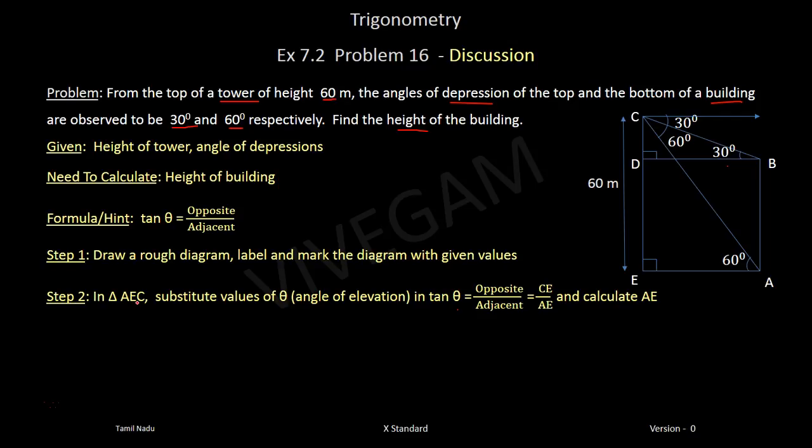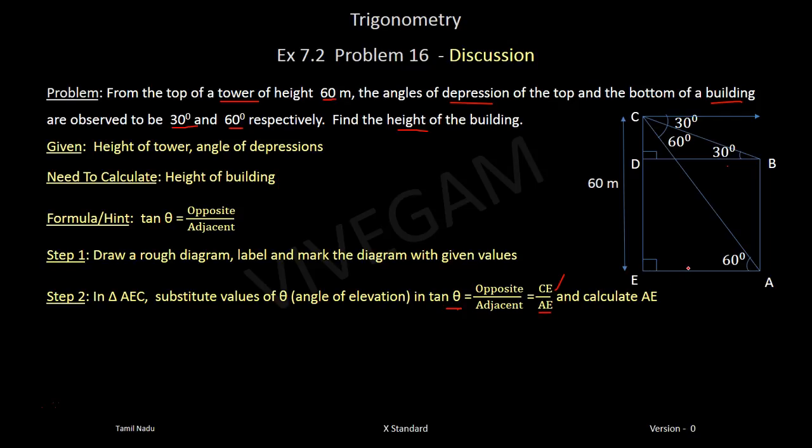In triangle AEC, substitute the value of theta. What is theta? Theta is 60 degrees. So tan 60 is opposite by adjacent, that is CE divided by AE. In this, tan 60 is known and CE we know, that is 60 meters, so from which AE can be calculated.